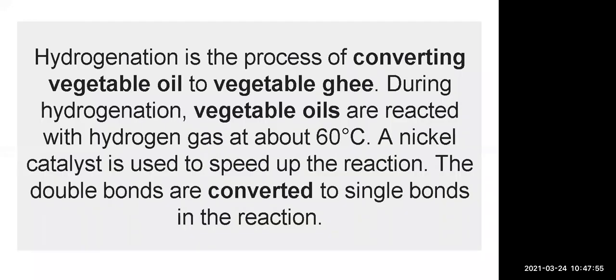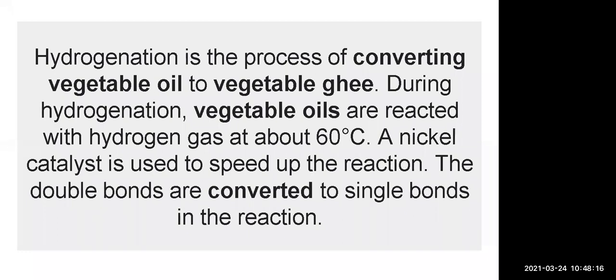Hydrogenation is the process of converting the vegetable oil to vanaspati ghee. During hydrogenation, vegetable oils are reacted with hydrogen gas at about 60 degrees centigrade. A nickel catalyst is used to speed up the reaction. Here the double bonds are converted into single bonds in the reaction.